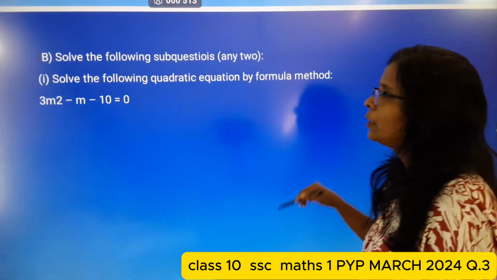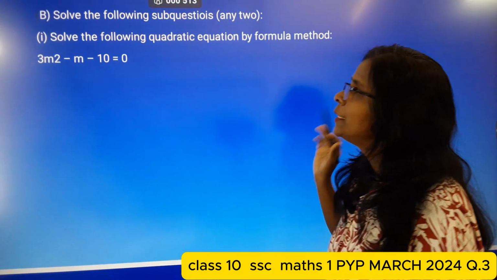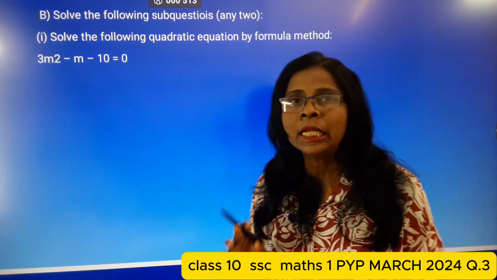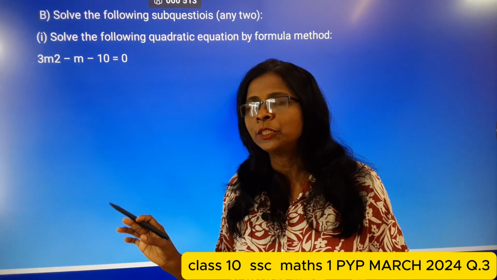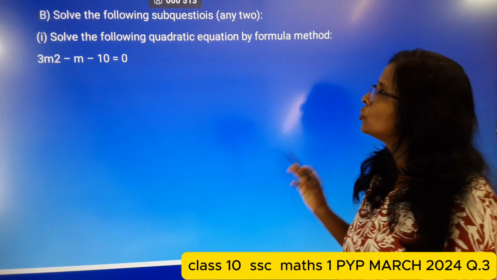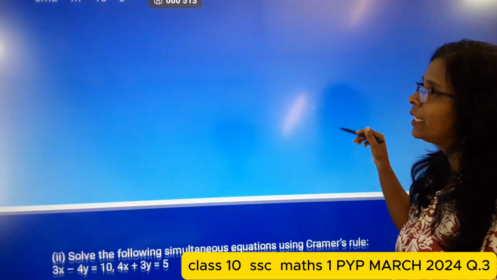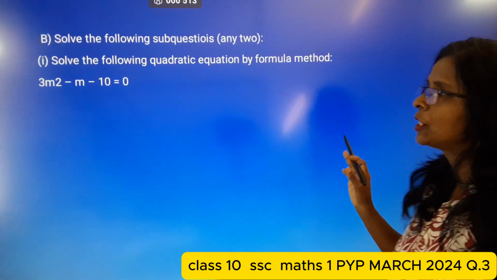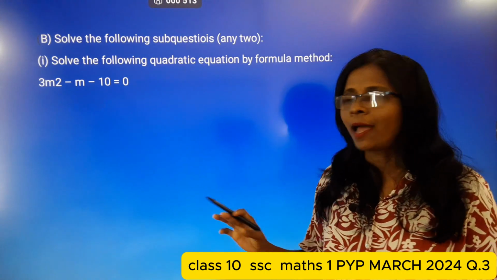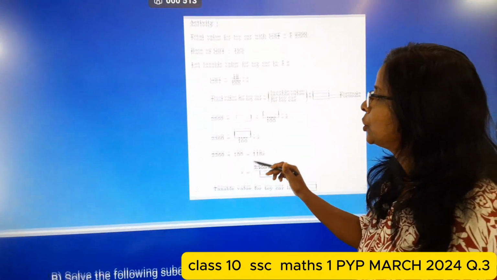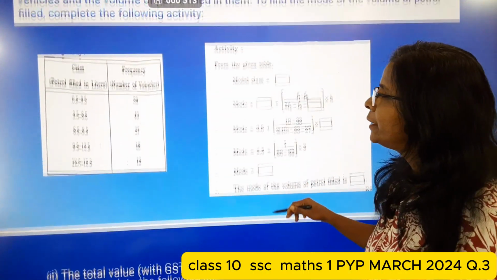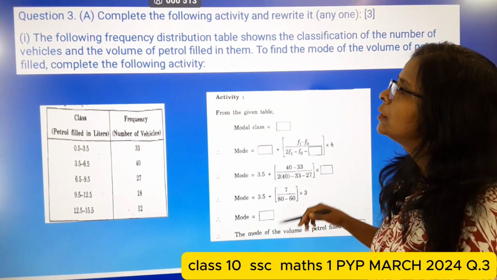Now what about question 3B? Here, solve the following questions. There are a total of 3 questions, but we have to solve any 2 questions. And here also there is weightage: each question has 3 marks. So students, let us start to solve the question 3 board question paper, and this is the March 2024 exam board paper.